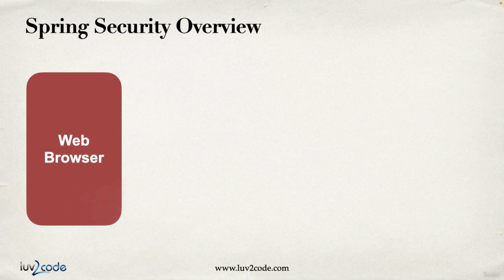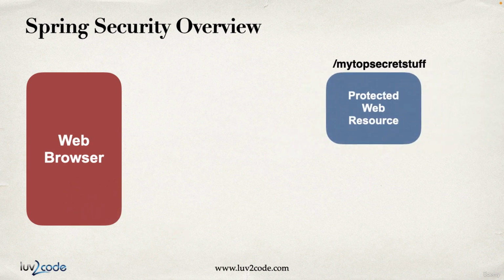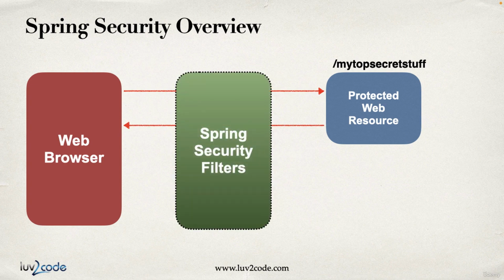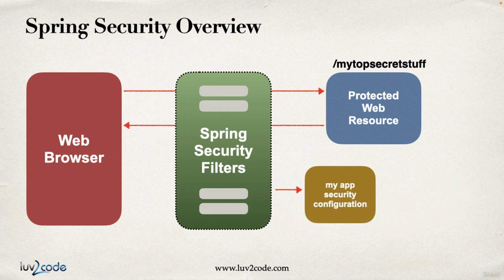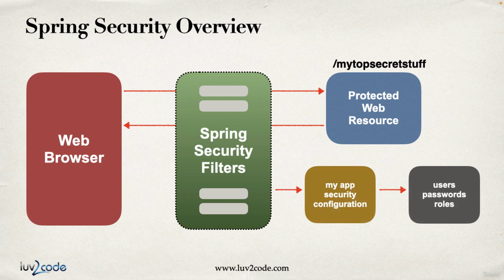Let's take a look at Spring Security with some diagrams. You have a web browser on the left, and then on the right, you have this protected web resource like My Top Secret Stuff. The browser's attempting to access your top secret information and get the results. Now, this is where Spring Security comes into play. These Spring Security filters will intercept those requests, pre-process them, and then see if the user can actually access that protected resource. Spring Security will look at your application security configuration, and then it'll also look at the user's passwords and roles that are in your database to see if this user's authenticated and also if they're authorized to access this web resource. And this all happens in the background thanks to Spring Security.